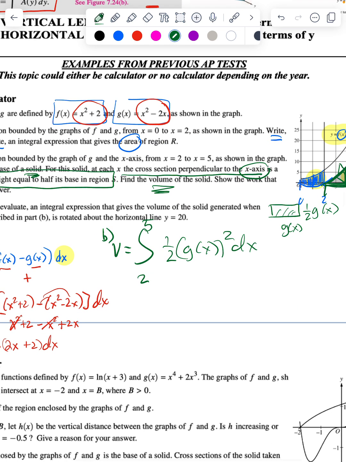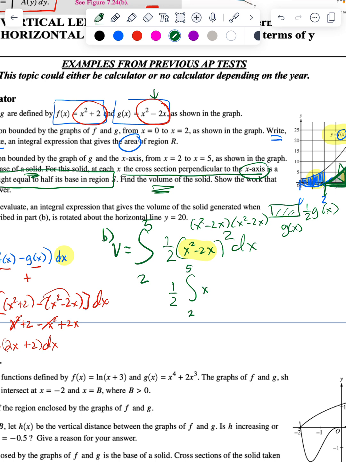So here I am going to have to go ahead and put in for the g(x) what that function is. So looking up here, that's going to be x squared minus 2x. And then I'm going to have to just do my work from there. So if I take the 1/2 out in front, and then I square this out, so you'd be foiling x squared minus 2x times itself. I'm just doing this part right here. I'm keeping the 1/2 out in front. I'm still going from 2 to 5.